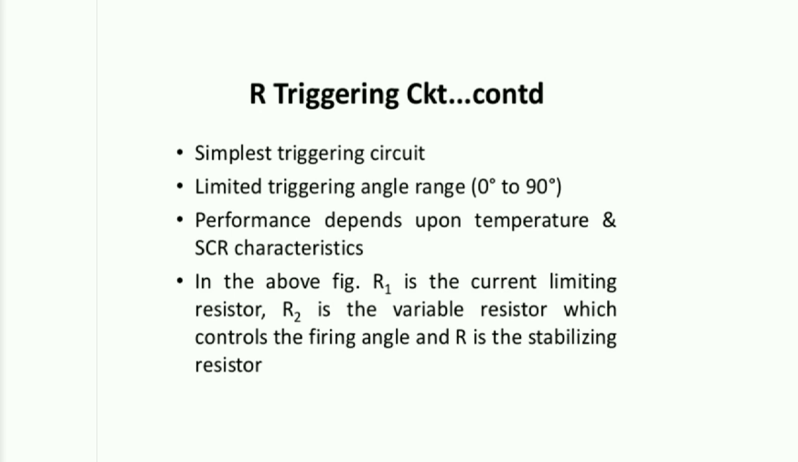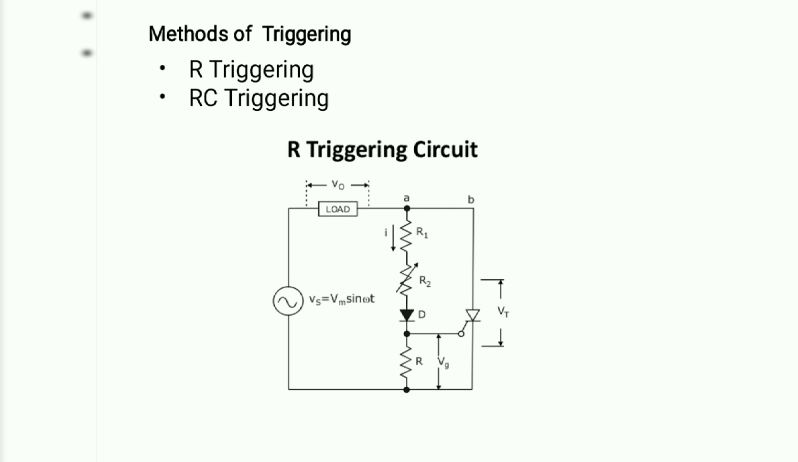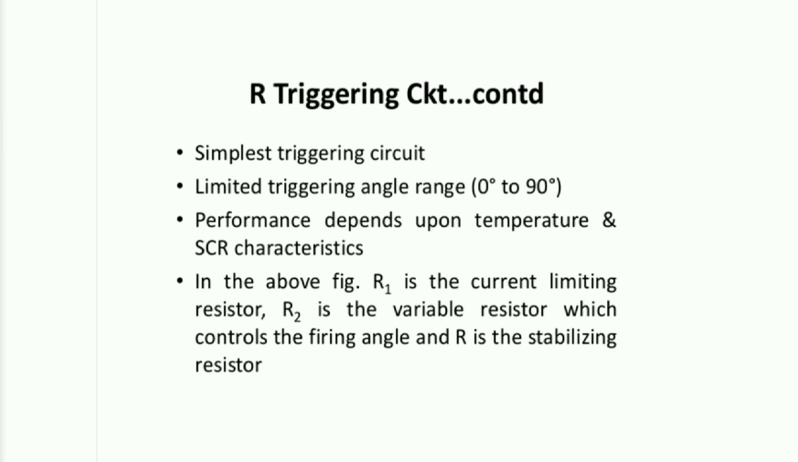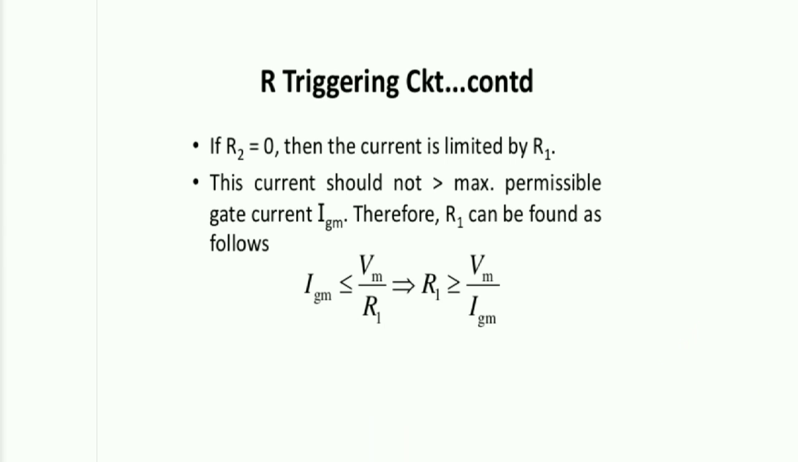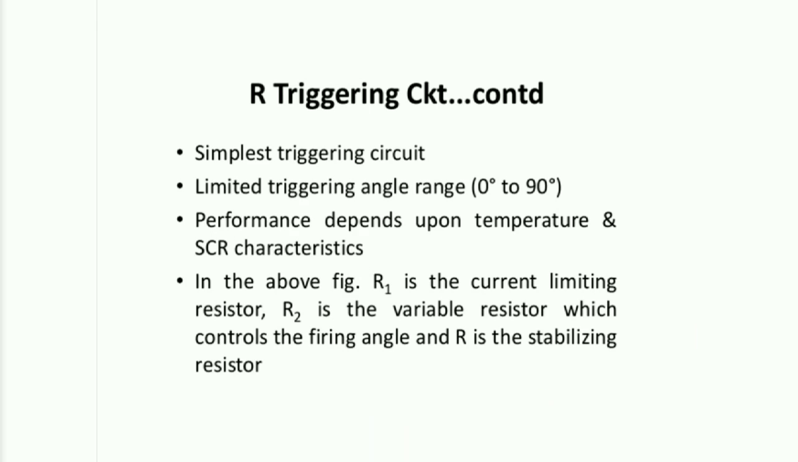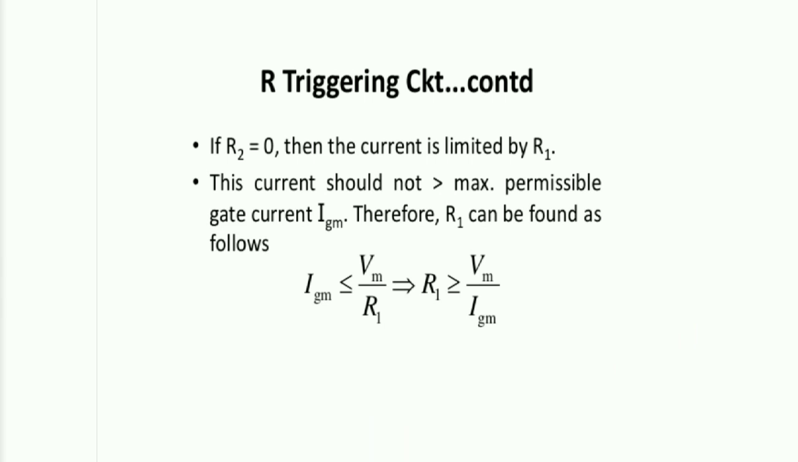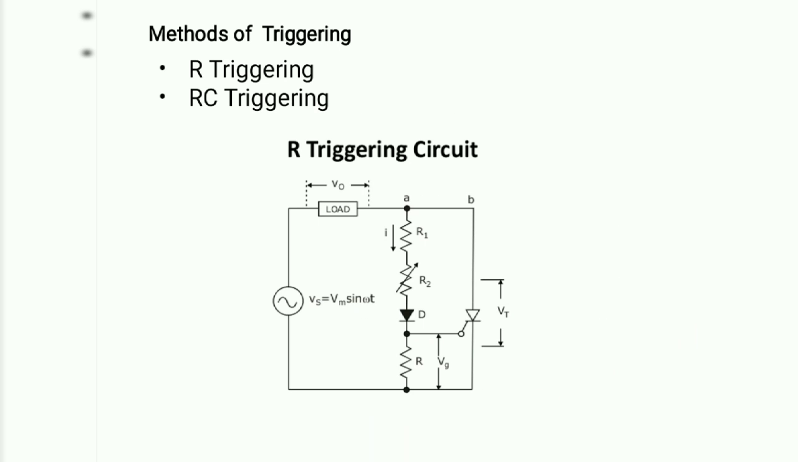R1 is a current limiting resistance to protect the device. R2 is the variable resistance, which controls the firing angle, that is, the triggering angle. R is the stabilizing resistance. Next, if R2 equals 0, the current is limited by R1. The current should not be maximum, and should not be more than the permissible gate current.